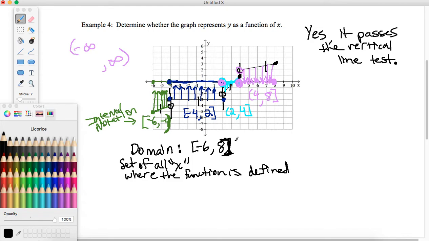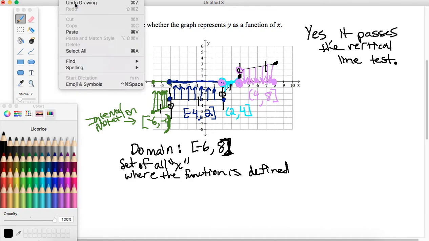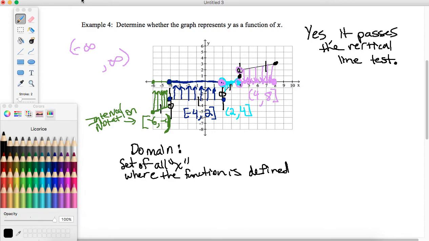You can't see the graph anymore since I wrote all that stuff. What I'm going to do is try my best to undo everything that I did so that I can see the graph again. Let's see how far it's going to let me go back. It didn't let me go back very far. So I'm going to redo what we just did. We say my domain was from -6 to 8, included.